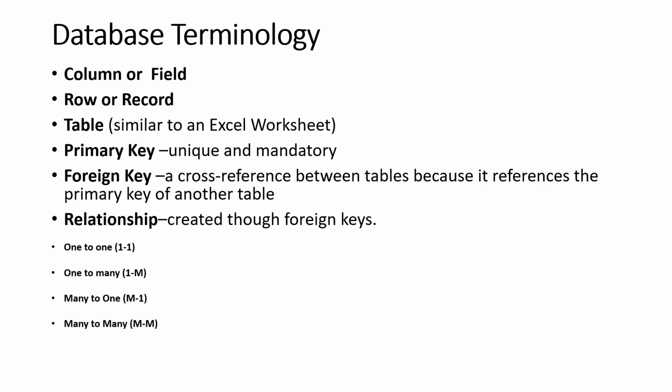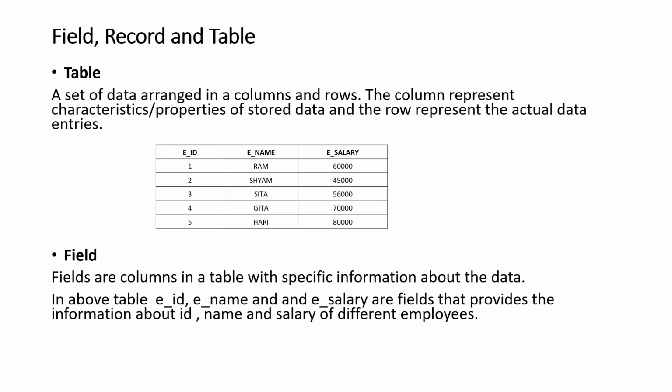Relationship. The relationship is established through foreign keys, and it can be defined as one-to-one, one-to-many (1M), many-to-one (M1), many-to-many (MM). Field, record, and table. Table. A set of data arranged in columns and rows. The column represents characteristics or properties of stored data and the row represents the actual data entries.